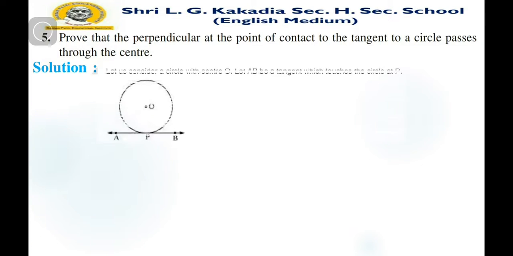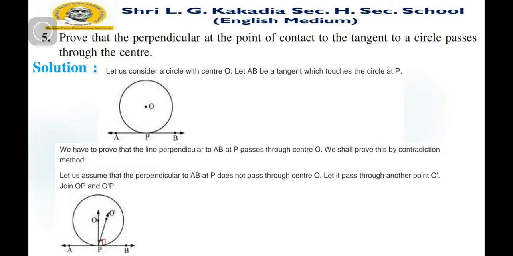For that, let us consider a circle with center O. Let AB be a tangent which touches the circle at P, as you can see in the figure. So we have to prove that the line perpendicular to AB at P passes through the center O. We shall prove this by the contradiction method.